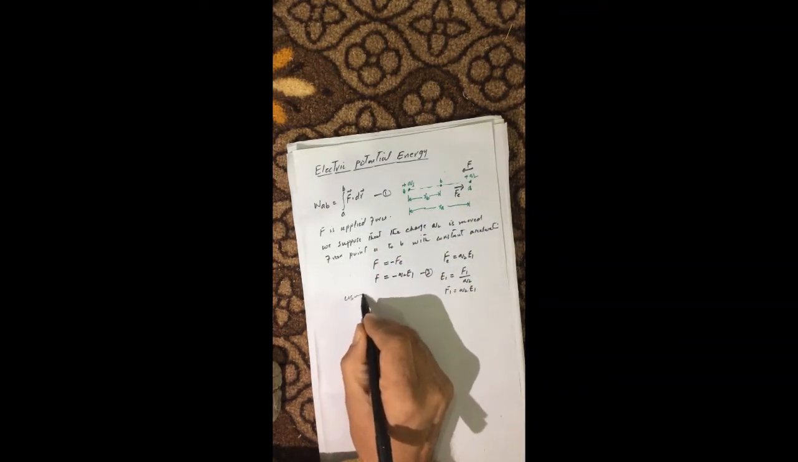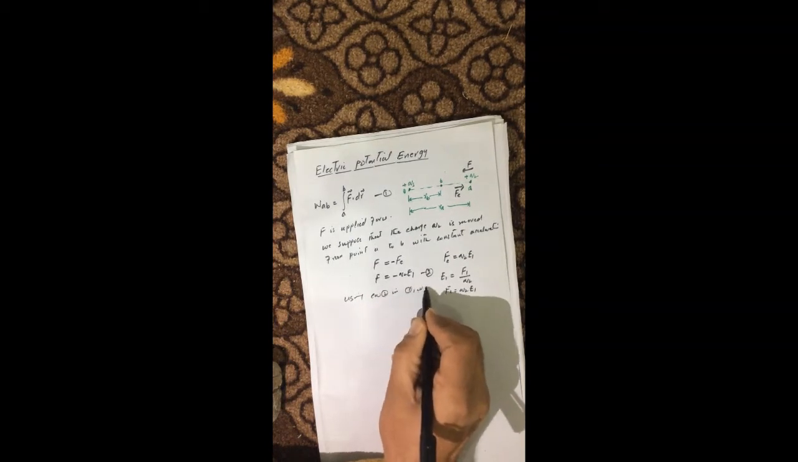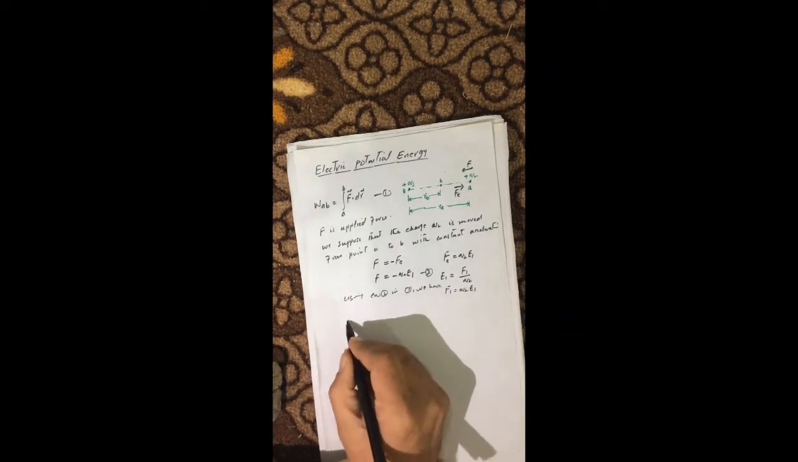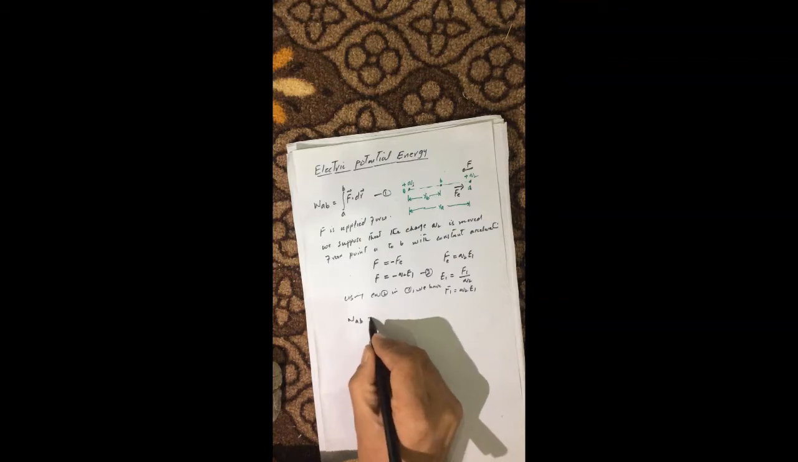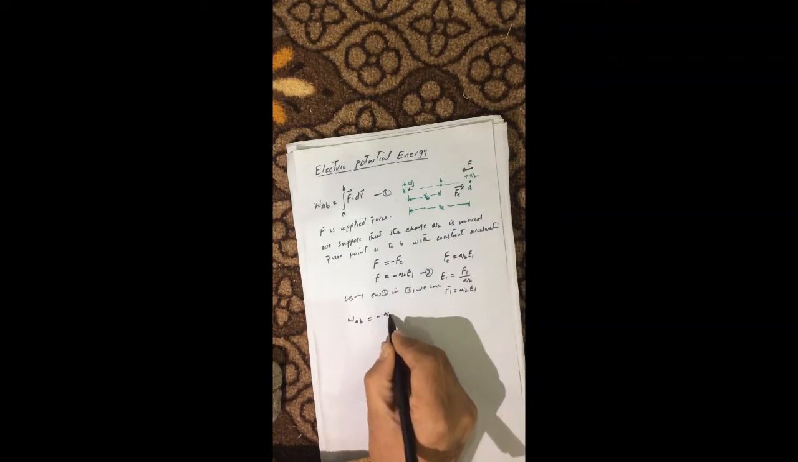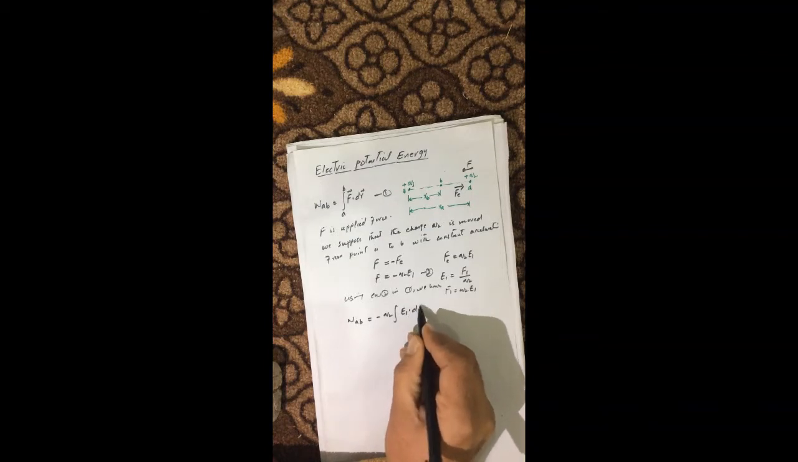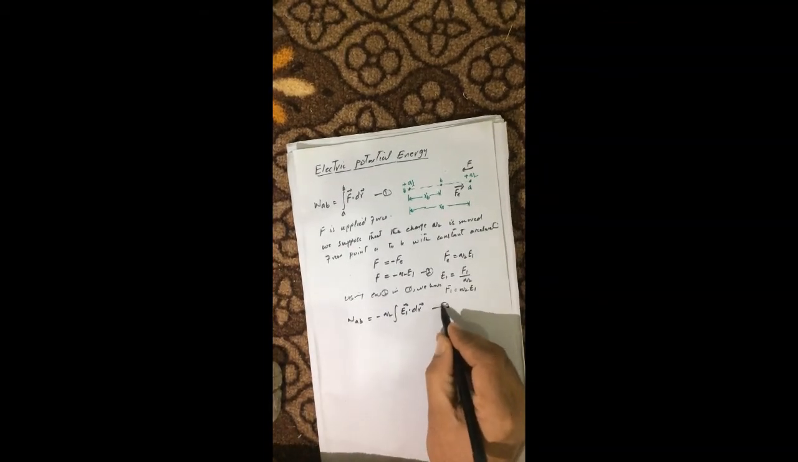Using equations 2 and 1, we have the work done in moving the charge Q2 from point A to point B equal to minus Q2 times the integral of E1 dot dr. This is equation number 3.